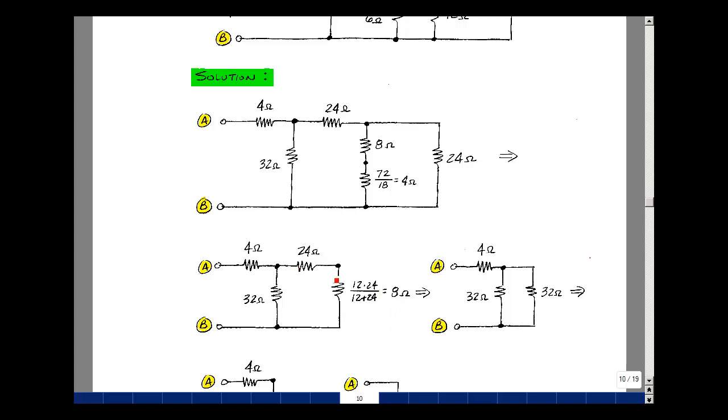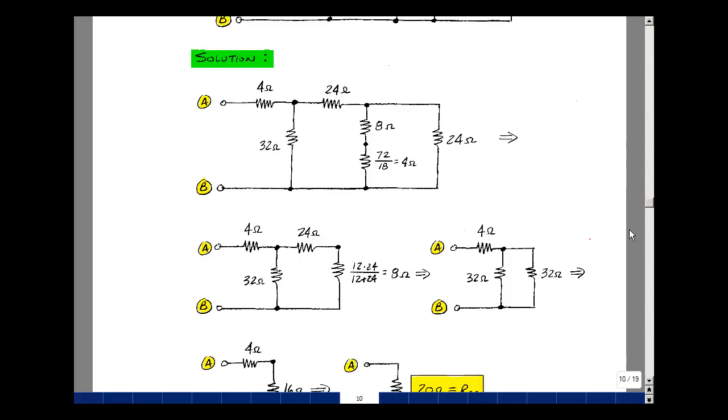That shares the same current with a 24 ohm. Add those two together, it gives me 32, and then that's going to be in parallel with 32. Now when you have two resistors in parallel that are the same value, their parallel combination is half. 32 divided by 2 is 16.